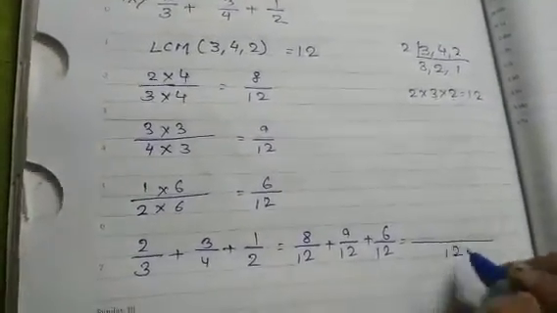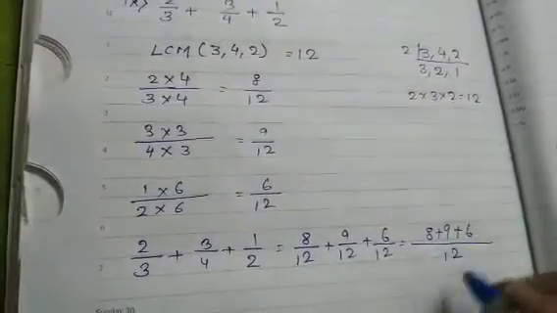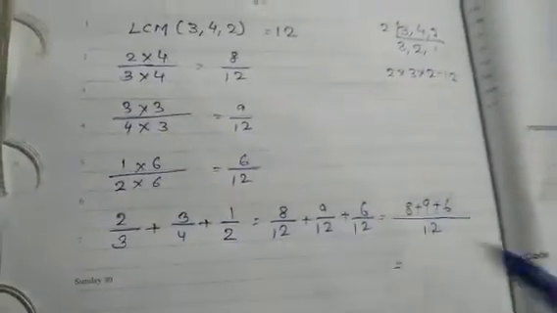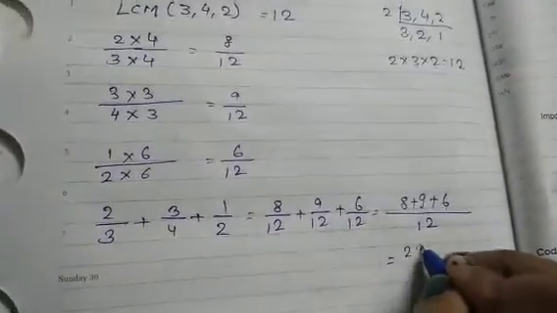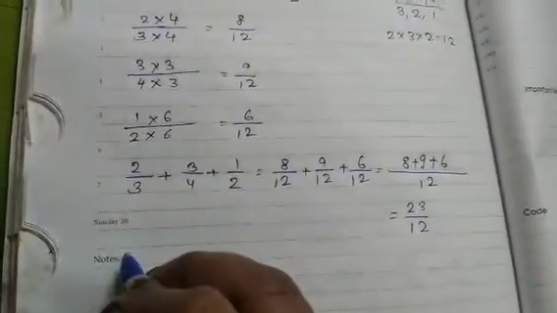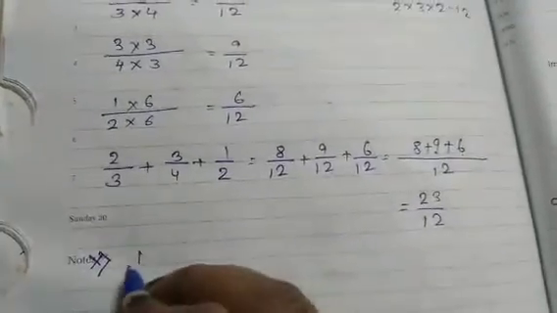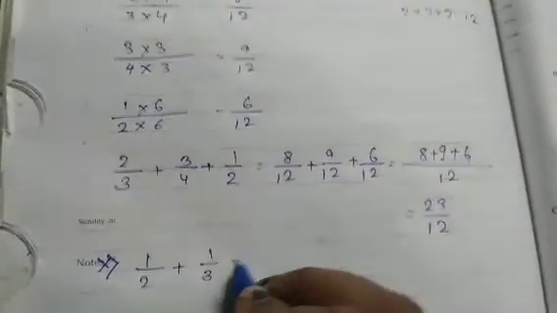Take denominator as 12. 8 plus 9 plus 6. That is equal to 8 plus 9, 17. 17 plus 6 is 23. 23 by 12. Follow all the steps, or also if you are confident enough that you will not make a mistake, you can easily not write so many steps and do it.